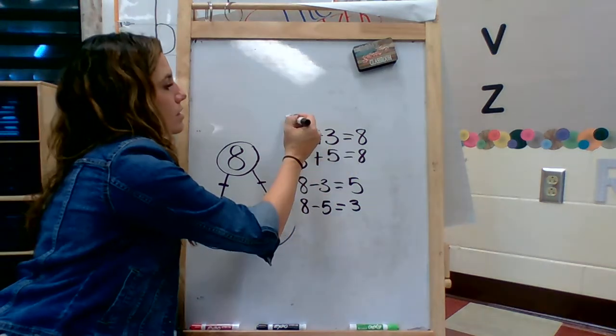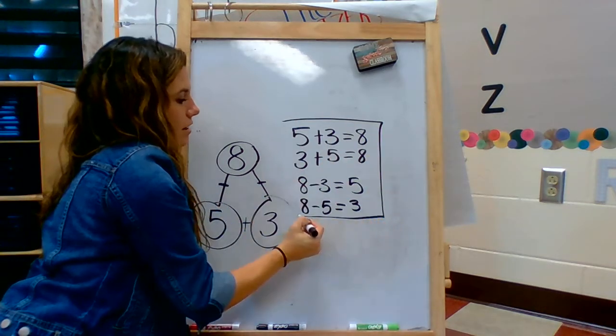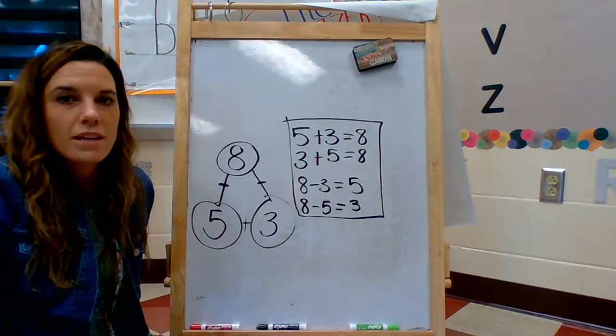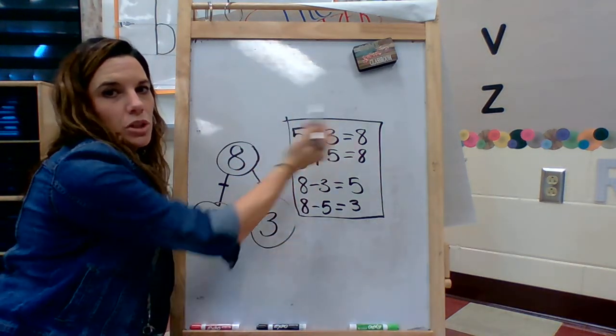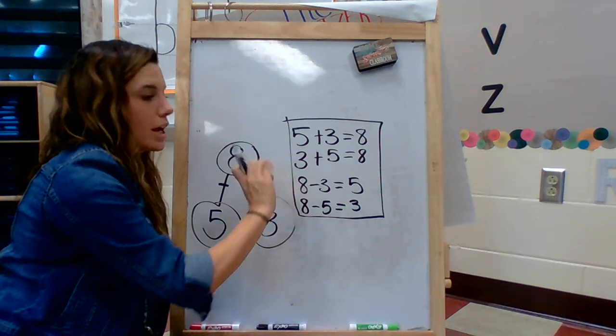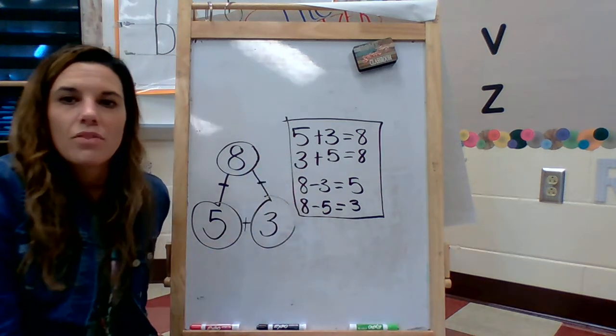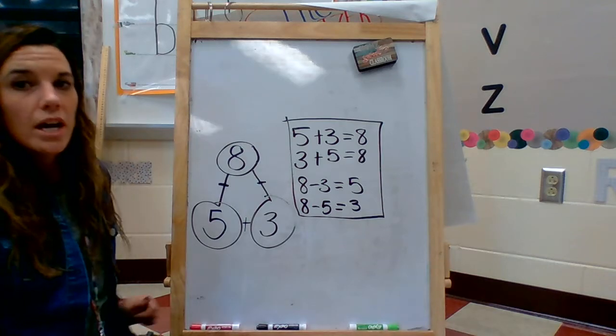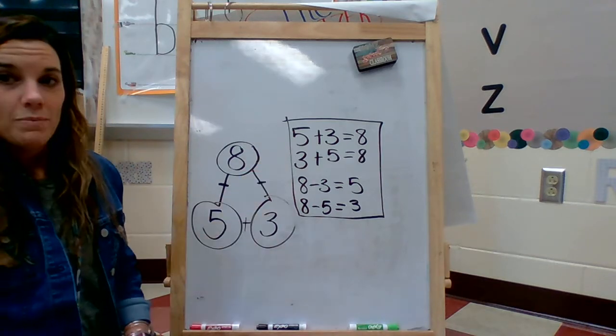And then this is called a fact family. A fact family. None of the numbers change. Like, they don't change the actual number. They just change the place that they're in the equation.